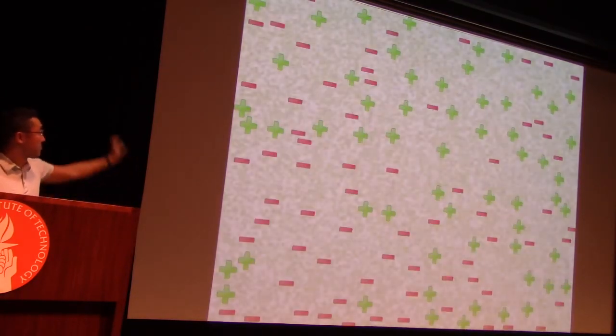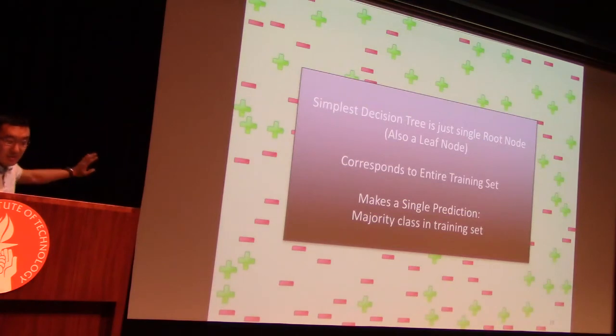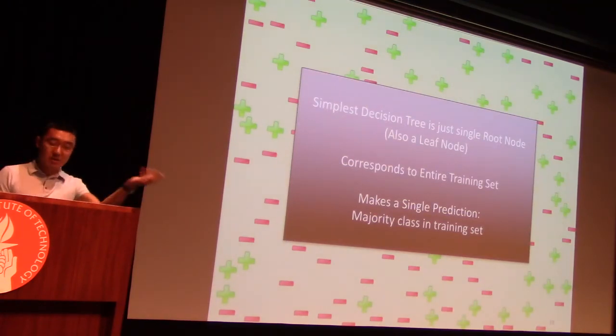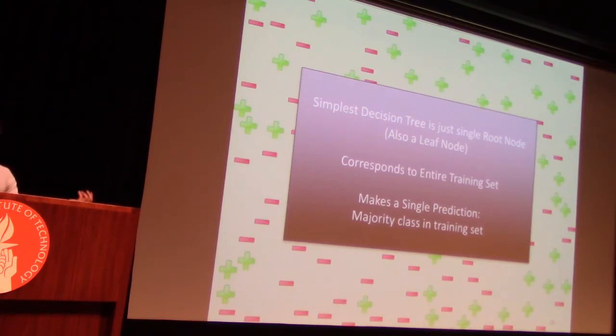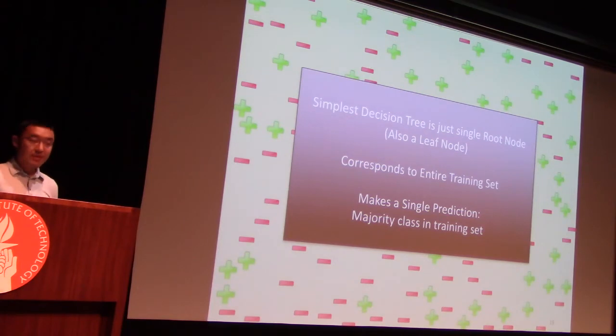So that corresponds to anywhere in the input space, we're going to predict the positive label. And so the simplest decision tree is just a single root node, which is also the leaf node, that corresponds to the entire training set and makes a single prediction, which is the majority class in the training set. Okay? This is very analogous to just learning the bias term in a linear model.